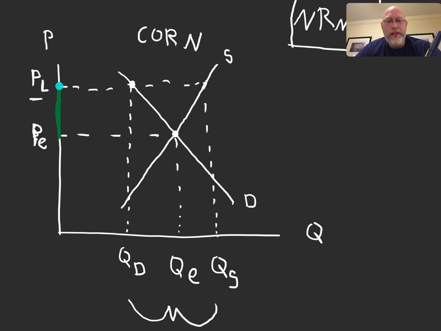And the length of the top of the trapezoid is this distance here, which is the quantity supplied. And the length of the bottom of the trapezoid is this distance here, which is the equilibrium quantity. And the other boundary of the trapezoid is the supply curve. So this trapezoid that I've got here in green is what we're looking for. And what I want to point out to you is that this green trapezoid is a positive number. It is a gain.